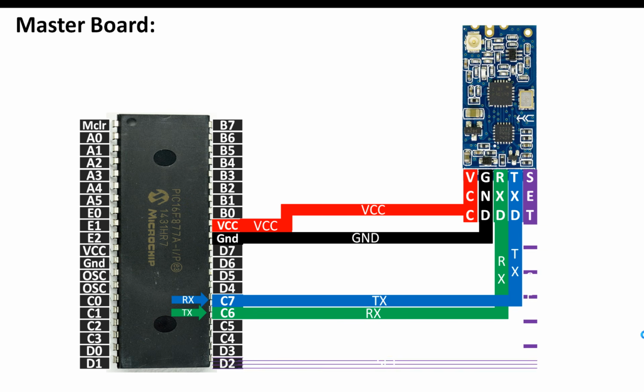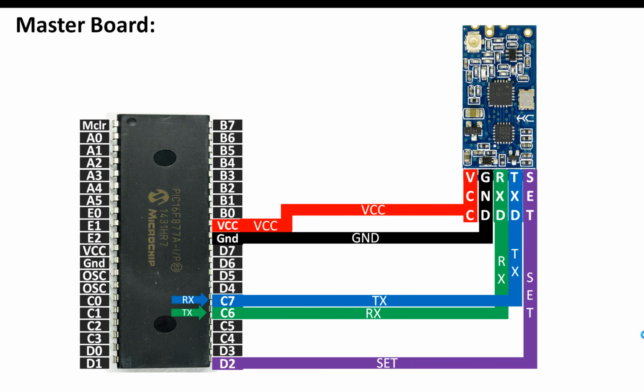So I will be using pin number D2, that is pin number 21. Basically, this SET pin you have to put in the high state whenever you are using the module in normal mode. But whenever you want to change the settings, like the baud rate or the channel, you have to set it in AT command mode. For that purpose, you will set the SET pin to low, or connect it to the ground. So that is the only function of the SET pin.